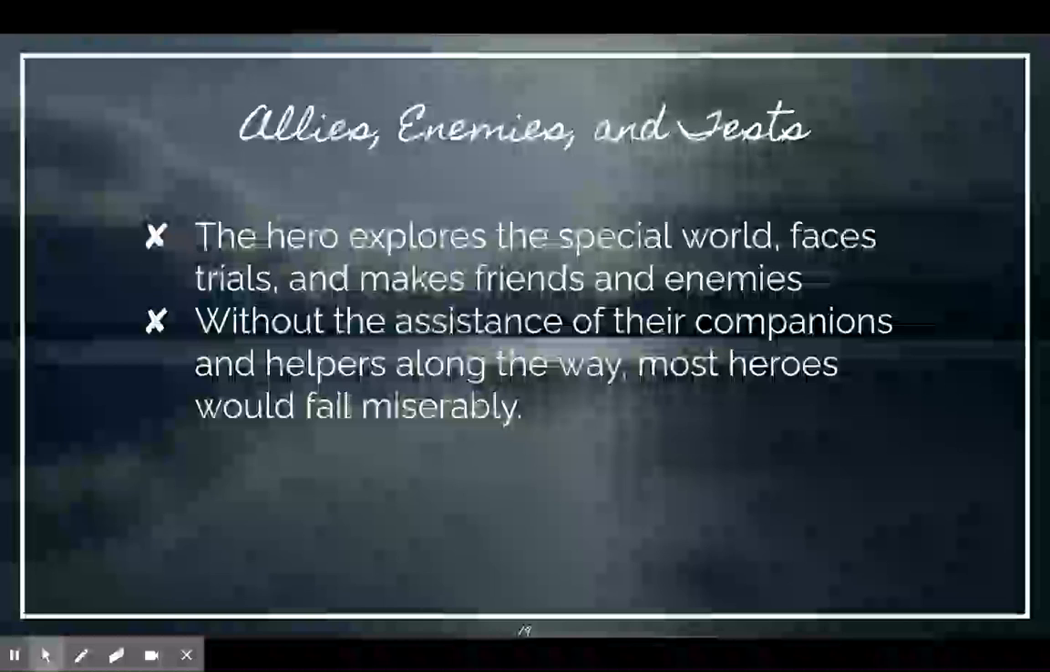Okay, and without the assistance of their companions and helpers along the way, most heroes would fail miserably. So this is going to be just where your hero faces a series of tests, and they might just be small things, they might be bigger things, they might lead up to something bigger, but they're figuring out who are their friends, who are their enemies, and starting to overcome some of these tests and trials that they face.